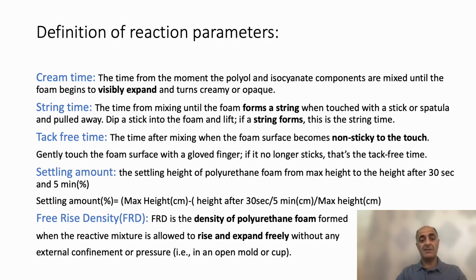The next parameter is the settling amount. The settling height of the polyurethane foam from maximum height to the height after 30 seconds and 5 minutes. And settling amount is calculated by this formula: maximum height minus height after 30 seconds or 5 minutes, in centimeters, divided by maximum height. So the settling amount also is important to show you how open the foam is.